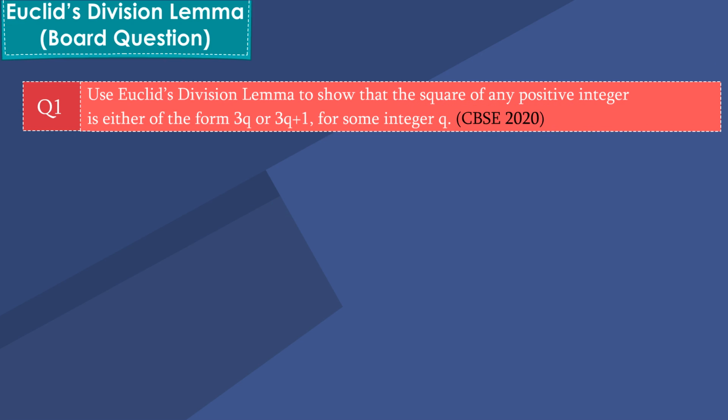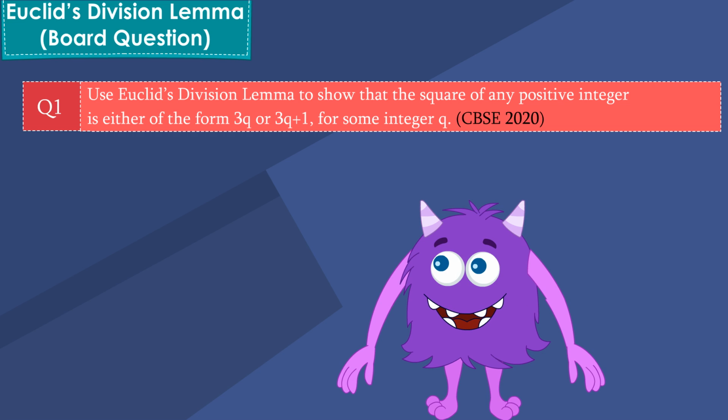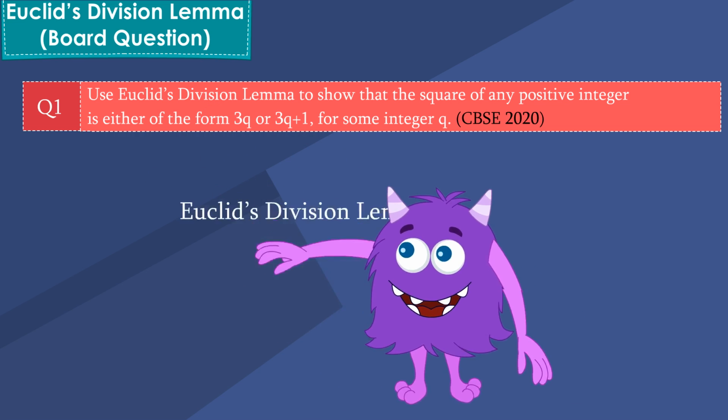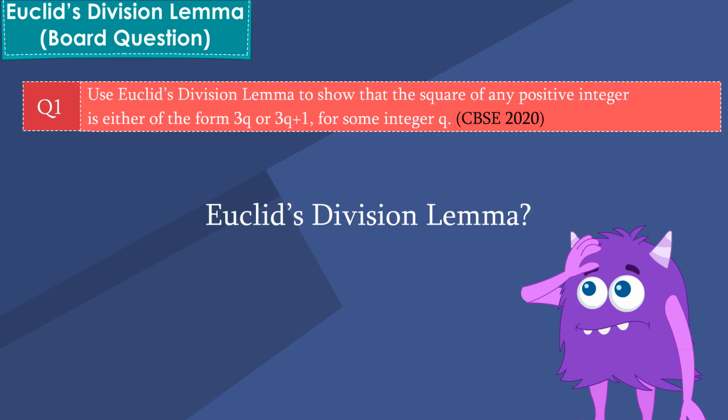Use Euclid's division lemma to show that the square of any positive integer is either of the form 3q or 3q plus 1 for some integer q. So friends, let's see how to tackle such questions based on Euclid's division lemma. Firstly, do you remember Euclid's division lemma? You may need to memorize this, as it will come in handy to solve questions like these.